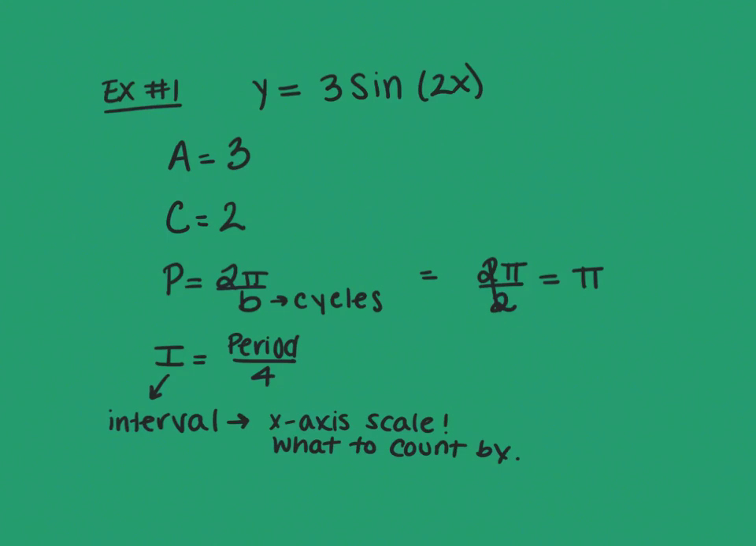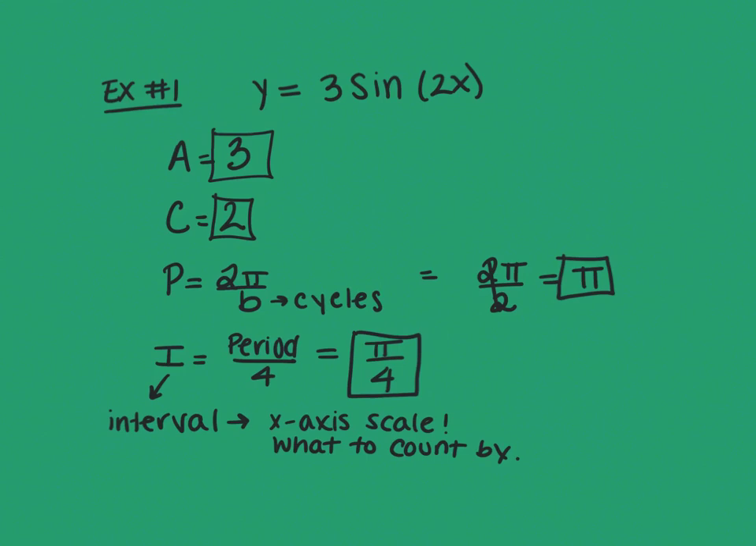So in this particular example, our period was pi, and all we're going to do to find the interval is do period divided by 4. So, pi over 4. This is my interval, where pi is my period, 2 is my cycles, and 3 is my amplitude. And that's it. For today's lesson, our main focus is going to be: from this graph, can you tell me these 4 pieces? ACPI: amplitude, cycles, period, and then interval.